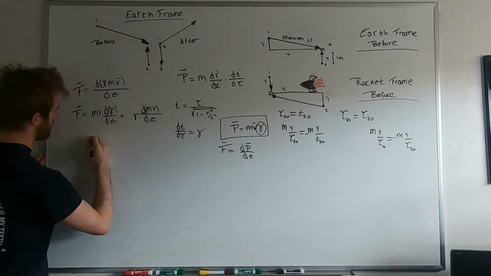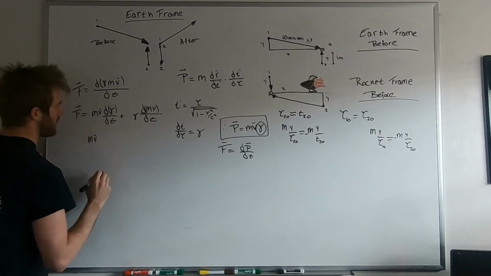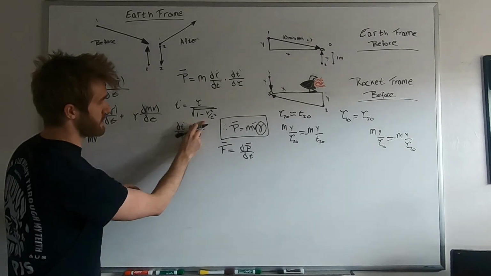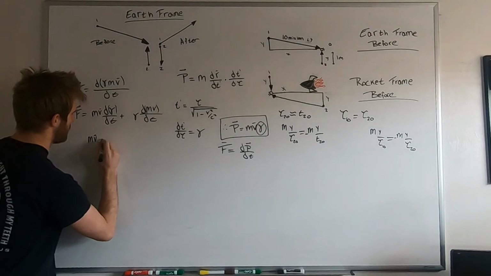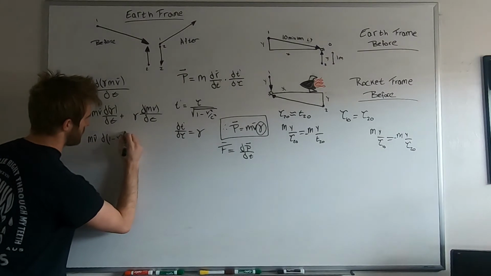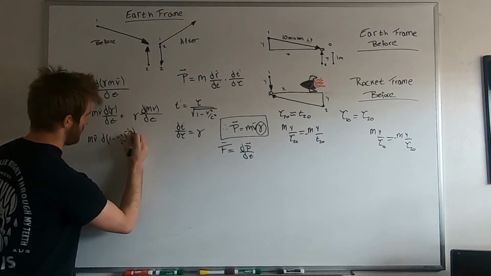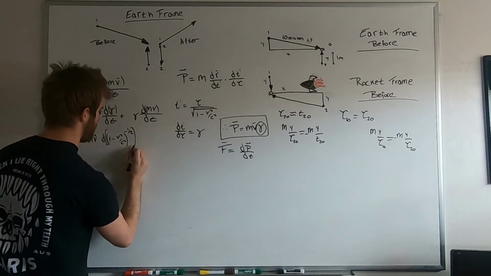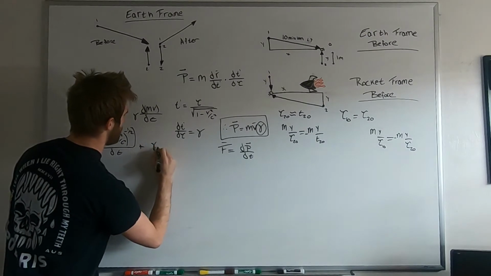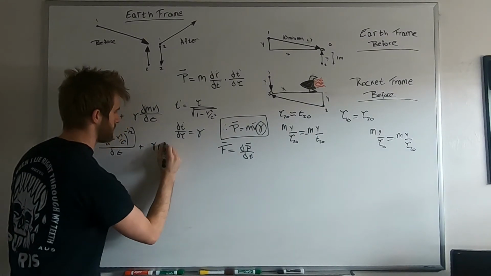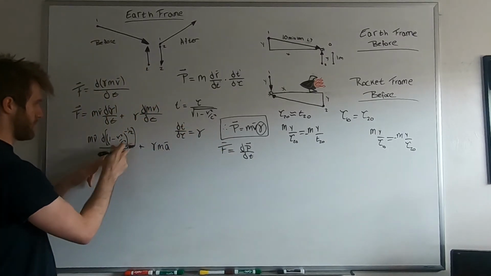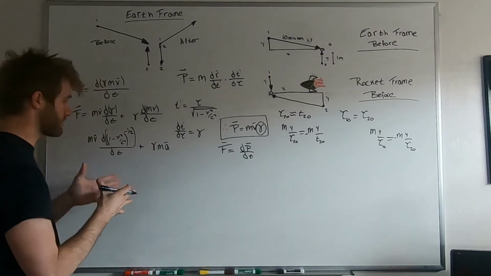Now this is where we have to use the chain rule. So we're going to have mv, and for our gamma factor, we're just going to bring this up to the numerator. So we're going to have d times 1 minus v squared over c squared raised to the negative 1/2, over dt, plus gamma ma, because remember, dv over dt is just our acceleration, okay?